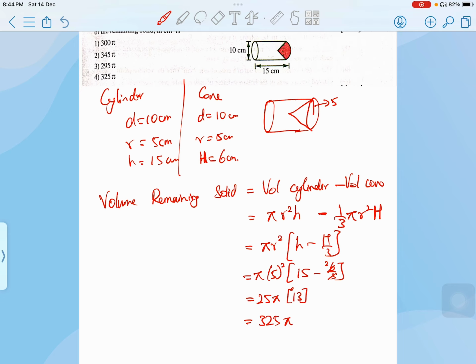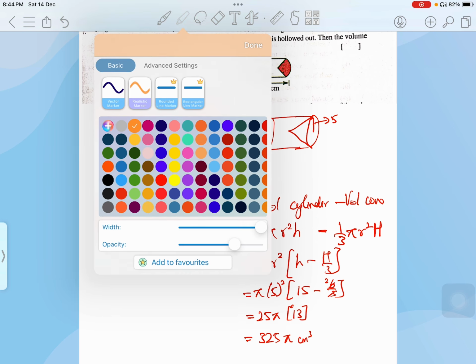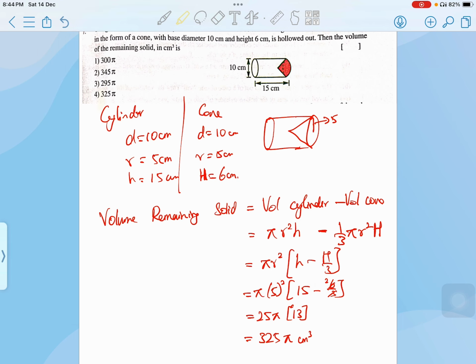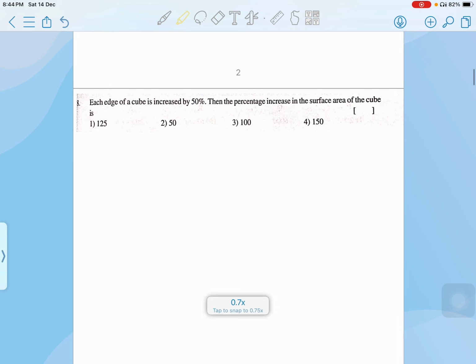325 pi you will get in a centimeter cube. So your nearest option, not nearest, exact one is fourth. Okay. So we go to eighth one.